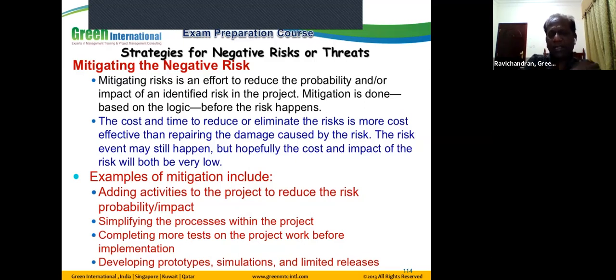Examples of mitigation: adding activities to the project to reduce the risk. So you're breaking down into smaller steps and carrying out the activities. Simplifying the processes within the project. Completing more tests on the project work before implementation. Developing a prototype is a form of mitigation. Simulations, limited releases, all come under mitigation. We understand the prototype and simulation. What is limited releases?